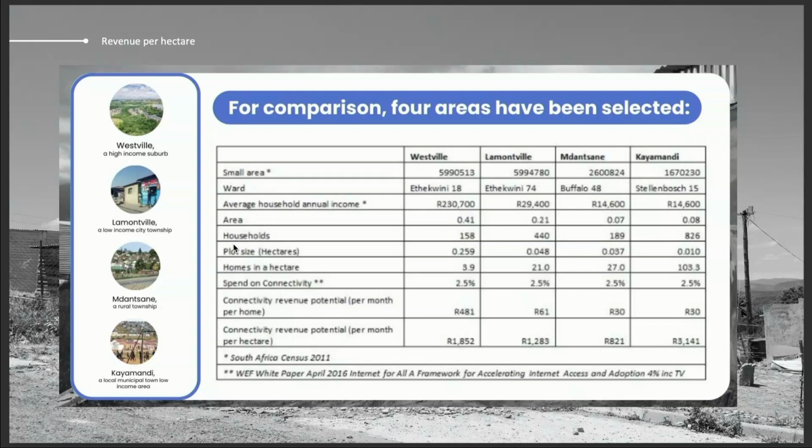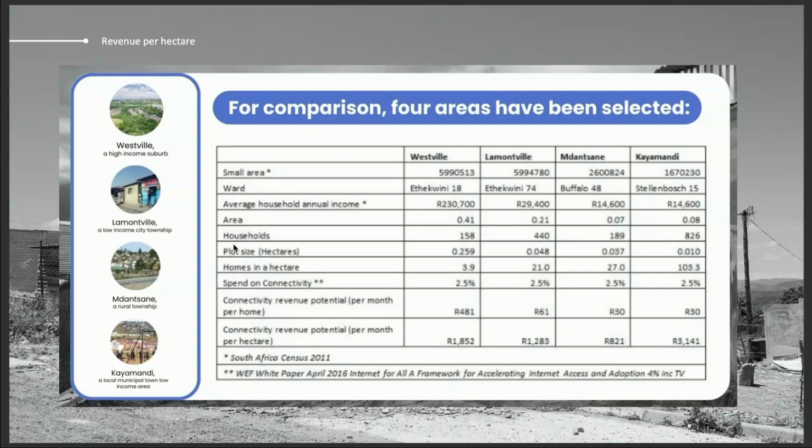Now we're thinking, right, once you're getting it into an area, instead of thinking about the revenue per home, why don't we think about the revenue per hectare? Okay? Because the revenue per hectare then looks at density of housing and their buying power. So I'm going to take you through each area. We've got Westville, which is where I have lived up to now. We're actually moving soon, but Westville is a sort of leafy suburb. Then we've got Lamontville, which is a township to the south of Durban. We've got Umdansani, which is a township that Elita have deployed in the Eastern Cape. And then we've got Kayamandi, which is where Fibertime have deployed, which is quite close to here in Stellenbosch.